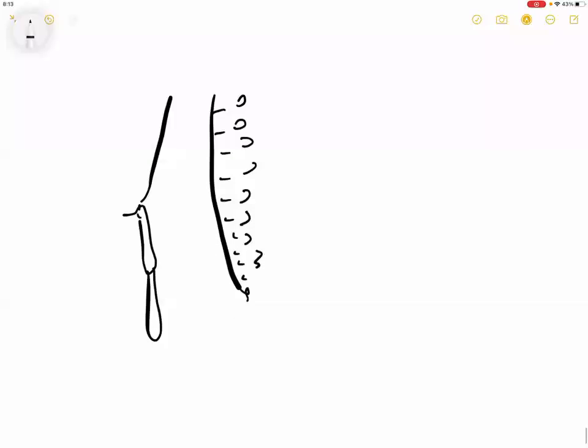This is the neck, this is the sternum, okay? This is the manubrium, this is the sternum, and this pipe that you see that I have drawn is the trachea. This is the lungs.